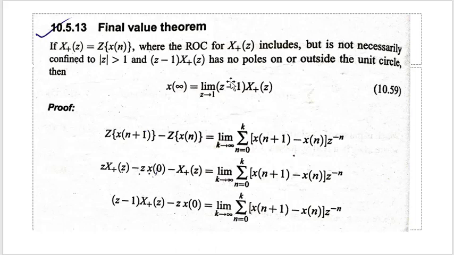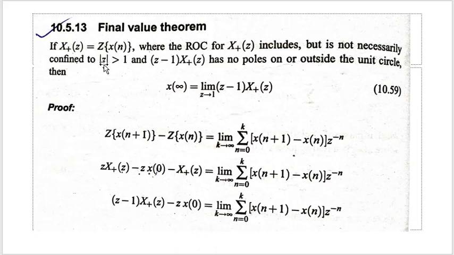Okay, so this could be the case. Consider the scenario wherein z is equal to 1, what will happen? If I put z equal to 1, this will become 0. So at that time it cannot exist. That's why whatever the numerator values are, they will represent the zeros, and no poles have to be on or outside the unit circle. That's why modulus of z has to be greater than 1.